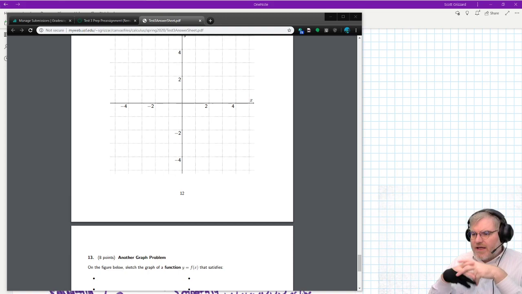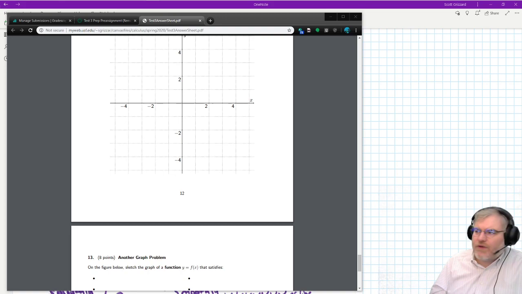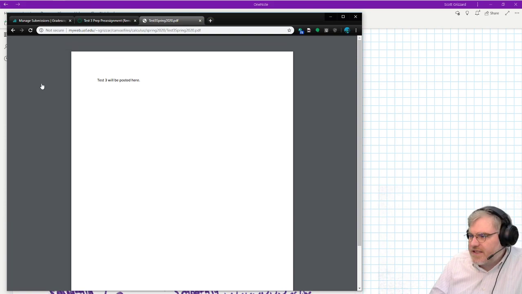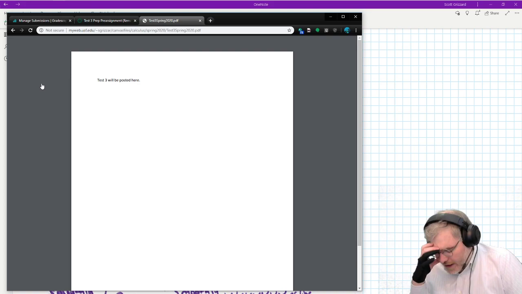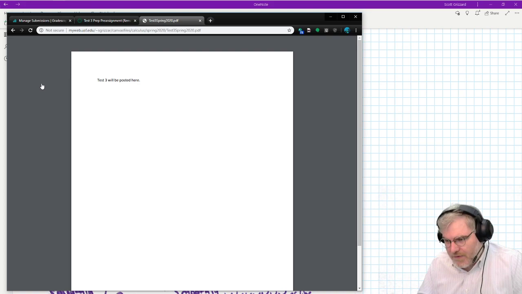The test is being pushed out to everybody at the exact same time. The link is actually on my personal website right now. If you went to it, you could find it if you're so inclined. It's right here, where it says test 3 2020, and then it will say test 3 will be posted here. Once the test is live, that link will be replaced with the actual test. This way there's no accident where one of the instructors posts the entire test on their Canvas for everybody to see. Because if I have to write this test again, I'm going to go nuts. And I do mean crazy. Because that's happened before. Are there any other questions?